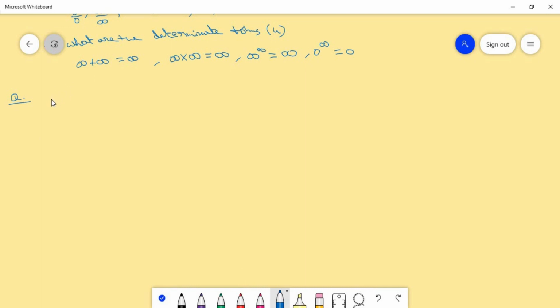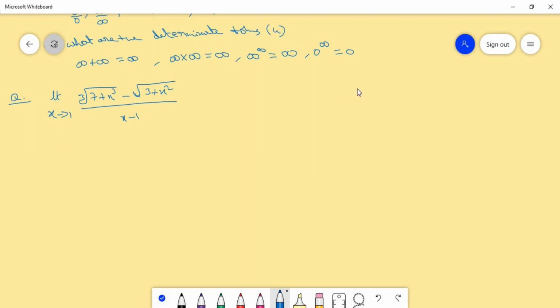Take one example for that. Limit x tends to 1, cube root of (7 plus x cube) minus square root of (3 plus x square), whole divided by x minus 1. This we are solving by using binomial approximation.